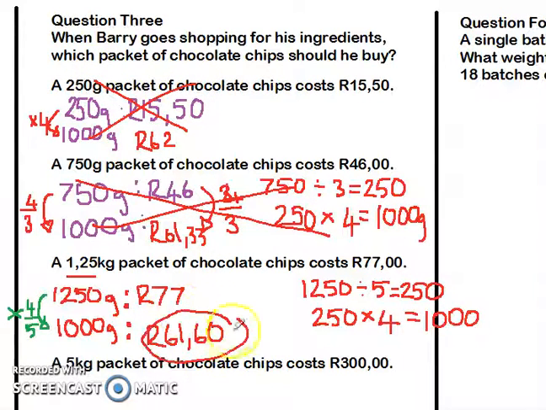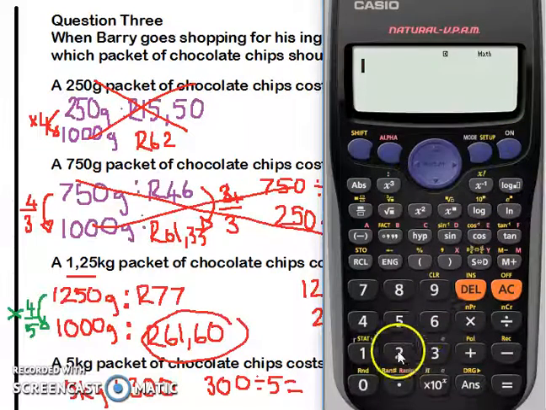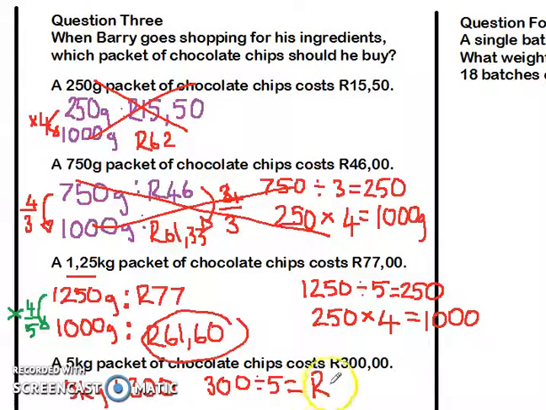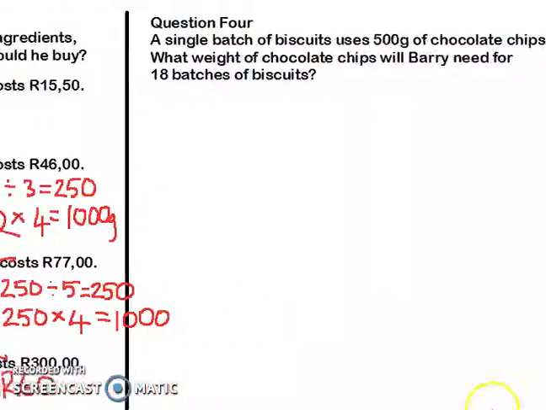Now we've got this one. 5 kilogram packet costs 300 rand, which means 300 rand divided by 5 will give us the total cost of 1 kilogram, of 60 rand. So which one is the cheapest? It's the last option.